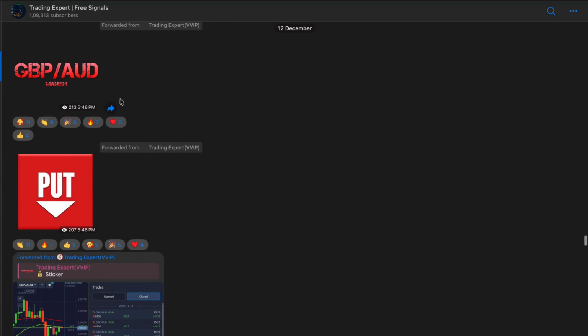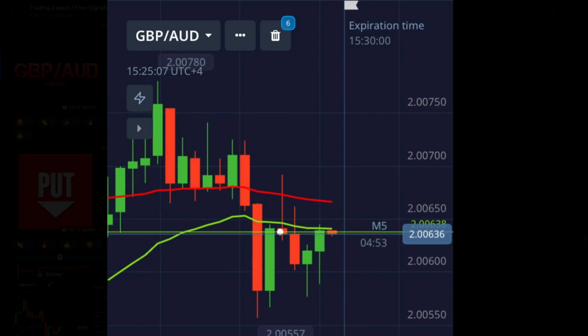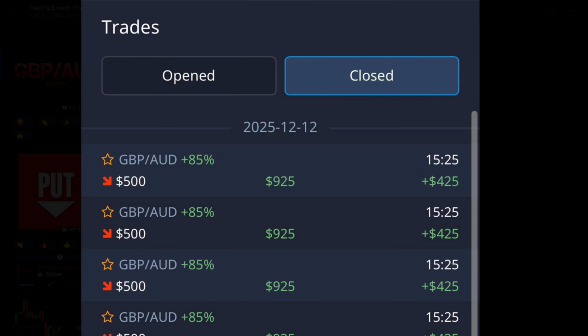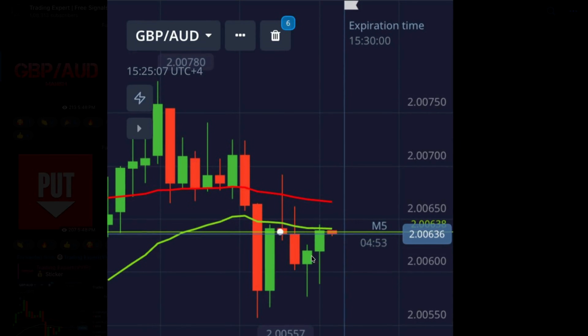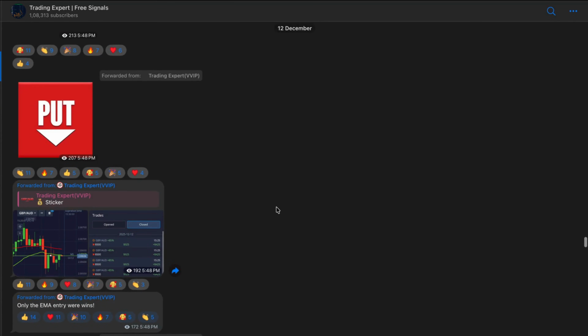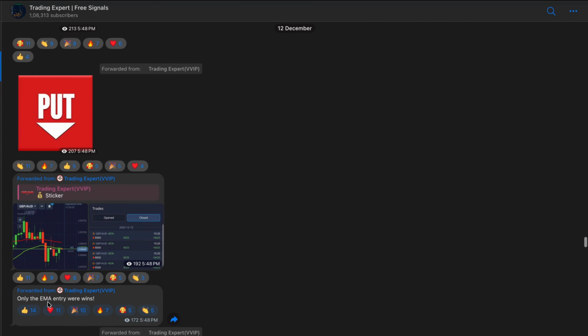The next thing was for GBP 5 minutes put. Again a very good win. In this only the people who took entries on EMA won this trade. No one else won, because their entry was good, so they won it. I've just written also clearly only the EMA entry were wins.